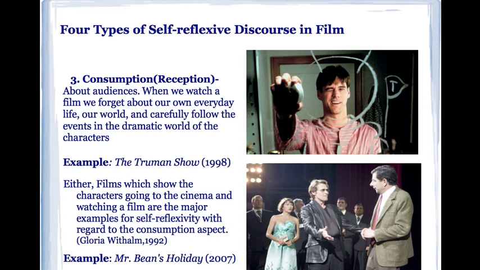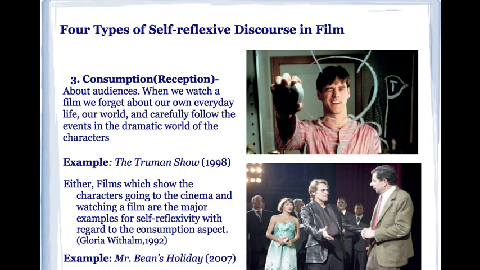The third angle is consumption, also known as reception. It is about the audiences. Witham argues that when we watch a film, we forget about our own everyday life or world and carefully follow the events in the dramatic world of the characters. Like in the film The Truman Show, both the audiences portrayed in the film and the real spectators like us feel like we are participating in Truman's life. We have already forgotten our everyday life. That can be a self-reflexive example as well.